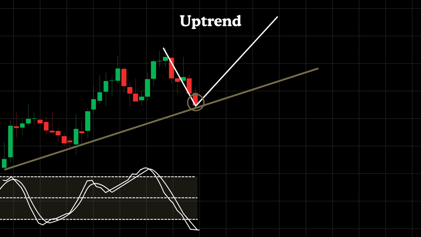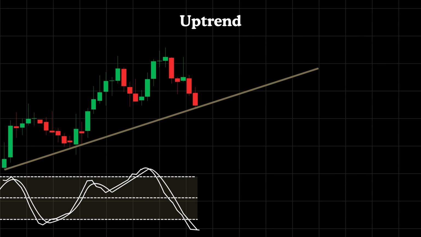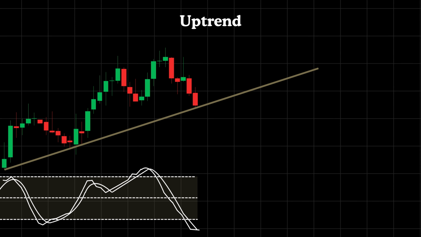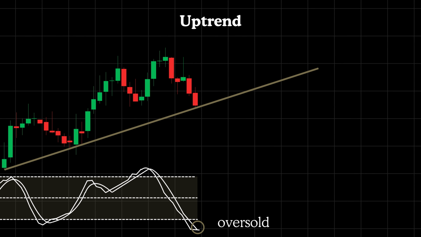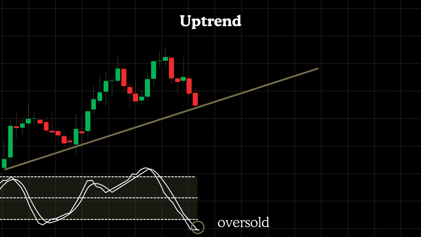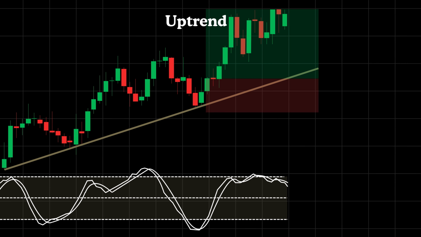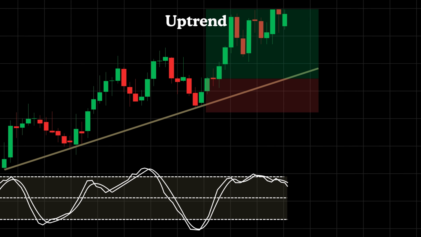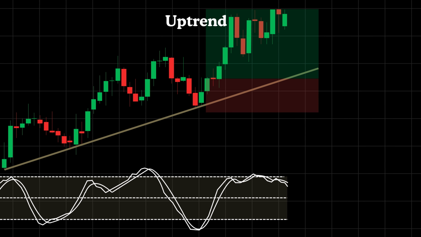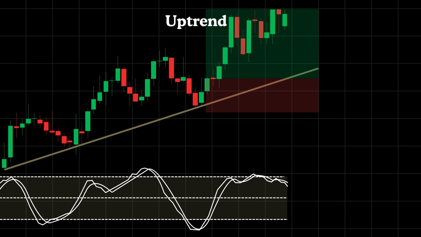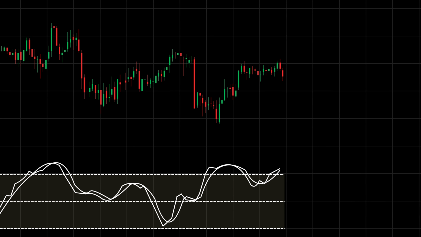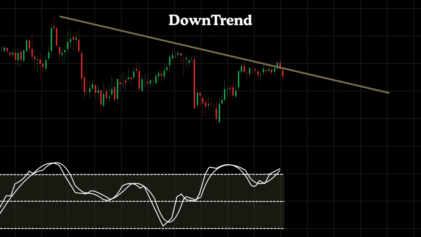At this point, observe that the stochastics indicator is showing oversold conditions. Using stochastics here can help confirm the continuation pattern by waiting for the lines to cross back into the oversold zone. Once that crossover happens, you can consider a buy entry. This movement inside the oversold region can signal a reversal in the pullback, matching the continuation pattern based on the trend line.